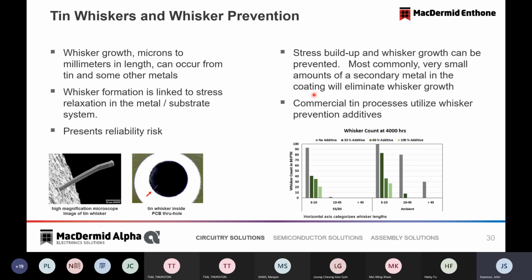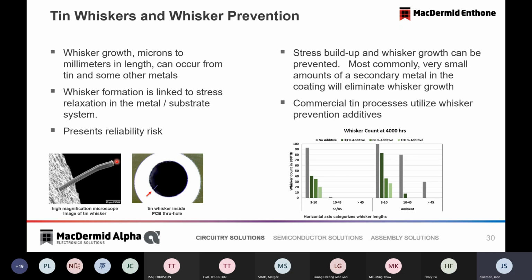Another consideration for tin is whiskering. Here's an SEM photograph of a whisker, and a microscope photo of a whisker inside of a through hole. Whiskers can grow on tin coatings, particularly pure tin coatings that are plated on copper. It's a response to stress, and so our basic objective is to reduce stress.